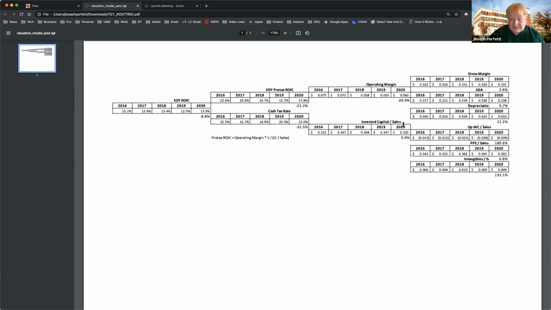Third driver was invested capital, sales or productivity. In 2016, they were spending 33 cents of investment per dollar to generate $1 of sales. They were basically spending 33.5 to generate the same dollar of sales. Productivity was virtually unchanged. So really all of the drop in the pre-tax ROIC from 22.6 to 17.8 was really a drop in the operating margin from 7.5 to 6.